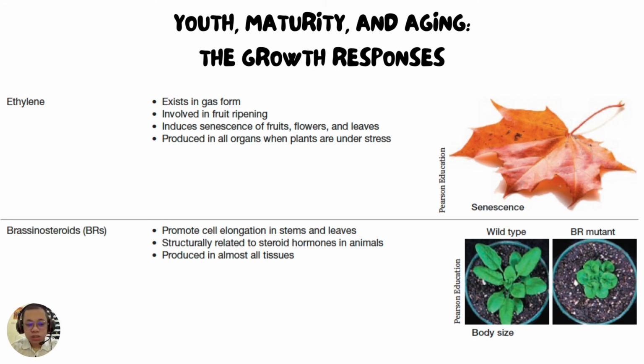The brassinosteroids, or the BRs, promote cell elongation in stems and leaves, are structurally related to steroid hormones in animals, and are produced in almost all tissues. So it is responsible for the body size.